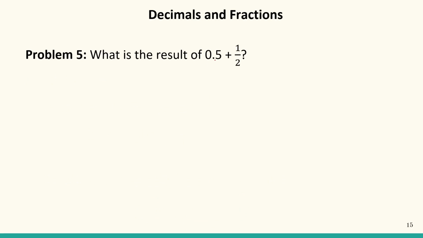What is the result of 0.5 plus 1 by 2? Okay, so what we need to do here is 0.5 plus 1 by 2. We can write the decimal form of 1 by 2, that is 0.5. So 0.5 plus the decimal form of 1 by 2, which is nothing but 0.5, is equal to 1.0. Okay, so 0.5 plus 0.5 is equal to 1.0. So let's see the answer.